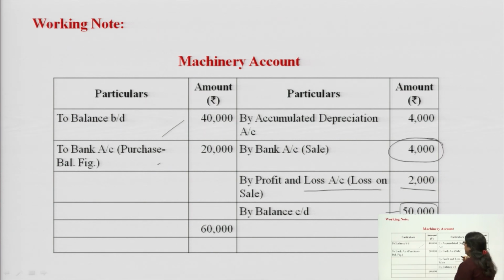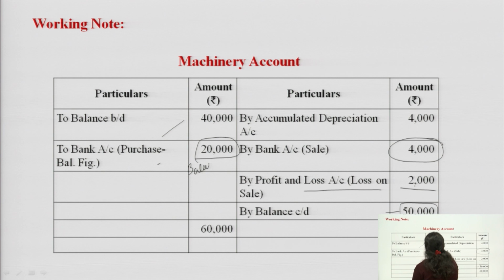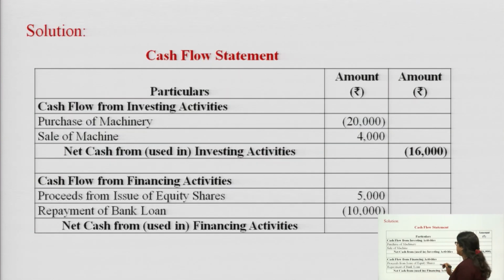is being done. By adding all these, 4, 4, 8, 8 plus 2 is 10, and this 50 is the 60,000. 60,000 minus 40,000 will come to the 20,000. It is a balancing figure, and it will transfer to this.